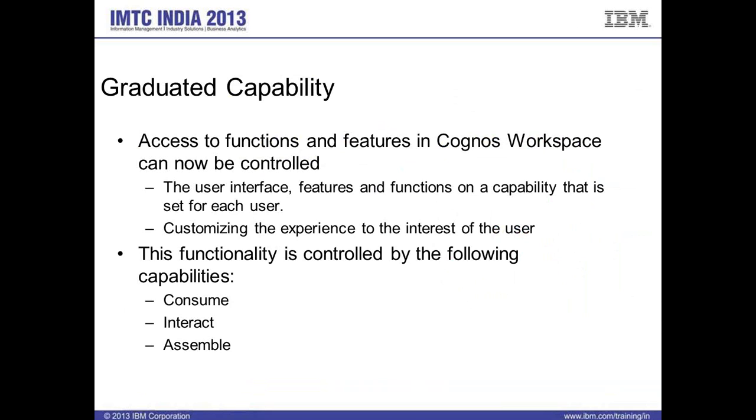So moving toward the administrative capability, the administrative enhancement which gets added with Cognos Standard 2. In Cognos Standard 2, Cognos Workspace is empowered with graduated capabilities. Graduated capabilities enable users to restrict the access of particular capabilities to a range of users. So it basically divides Cognos Workspace users into three basic groups. First is consume, second is interact, and third is assemble.